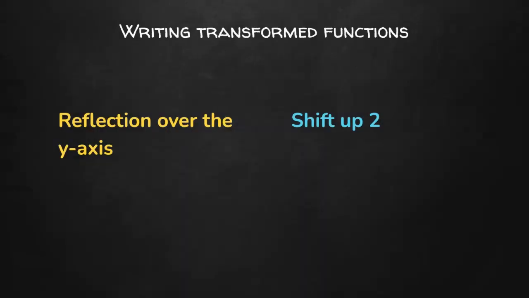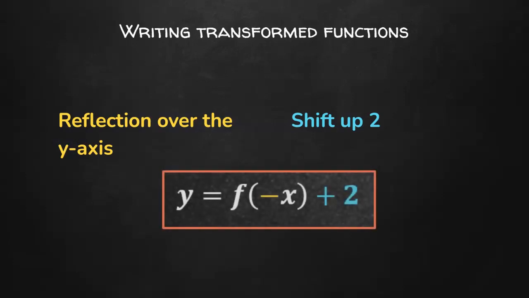The reflection over the y-axis is going to impact your x value. So that is a horizontal transformation. Reflection is that negative sign. And shifting up 2 is a vertical transformation. So I'm going to have a negative sign in front of that x inside my function. And then I'm going to have a plus 2 on the outside of my function for that vertical transformation.